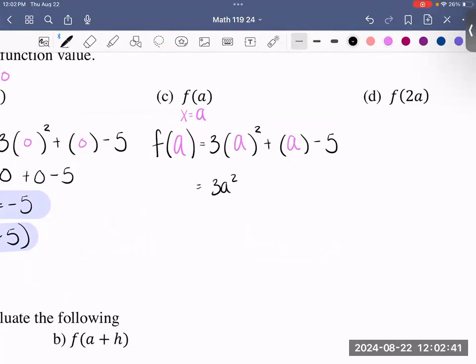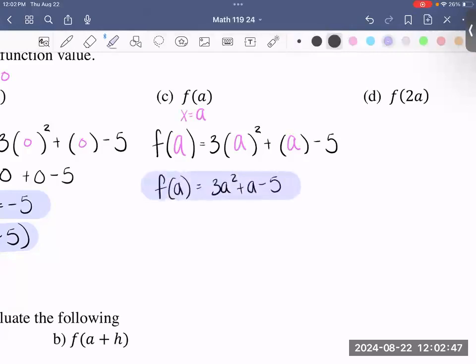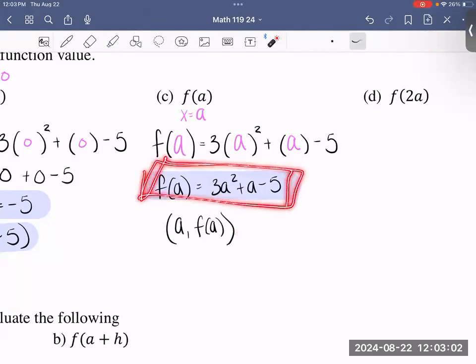3a squared plus a minus 5. And that's all we have to state, is that we have f of a. Now the point, if you wanted, you can just say a and f of a. That is as far as you could go with that value. But what I'm looking for on a test is this.